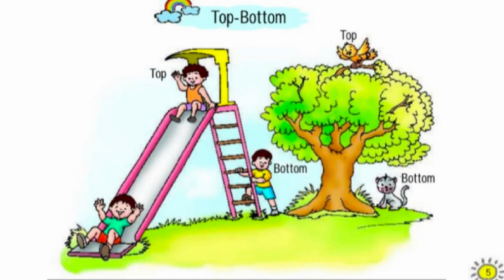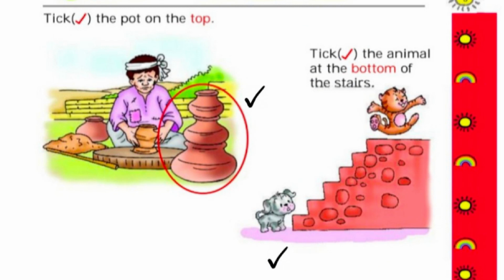Let's see another example. There is one tree. The bird is on the tree and the cat is at the bottom. Let's see another example. Tick right the pot on the top. There are 3 pots. The first pot is on the top. Let's see the another example.